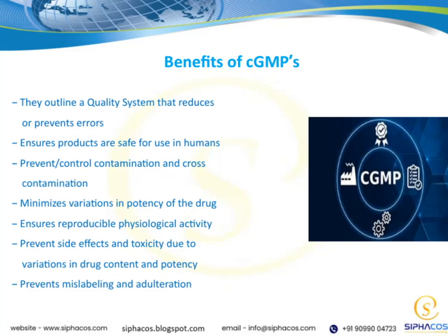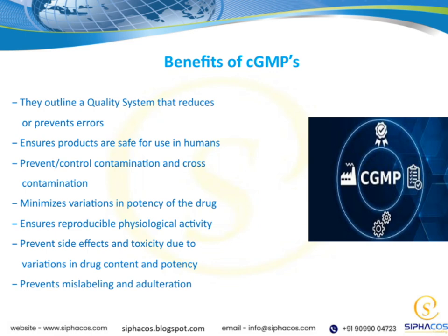Now, let's talk about the benefits of cGMPs. They outline a comprehensive quality system designed to reduce or even prevent errors before they happen. This is crucial because it helps ensure that the products we produce are safe for human use. One of the key aspects is preventing contamination and cross-contamination, which can compromise product safety and efficacy.